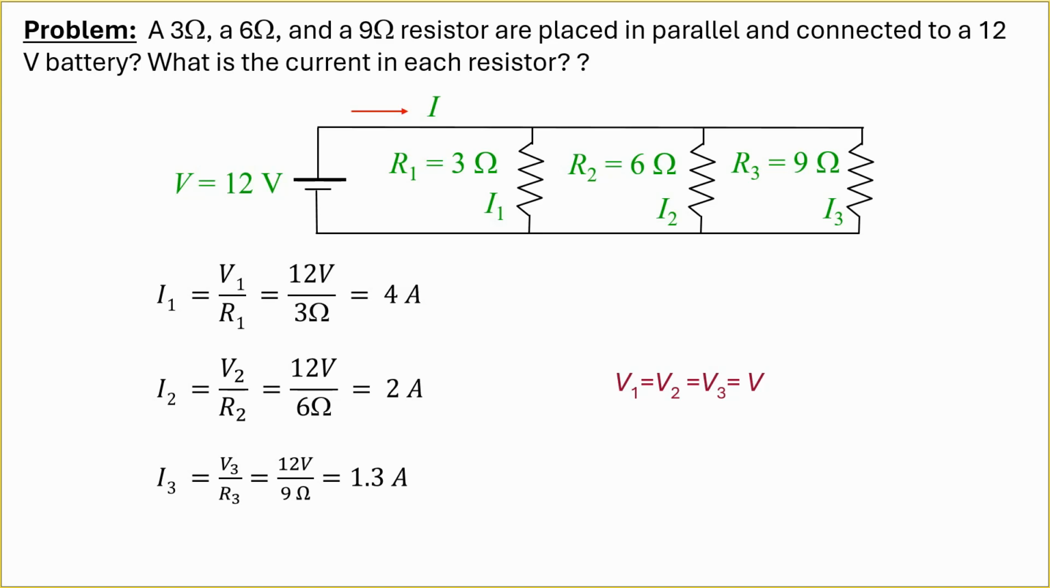The total current, of course, is 4 plus 2, 6, plus 1.3, which is 7.3 amperes. The total I1 plus I2 plus I3 must be equal to the total current that is generated by the battery. Alright.